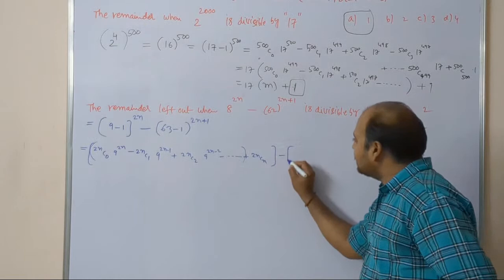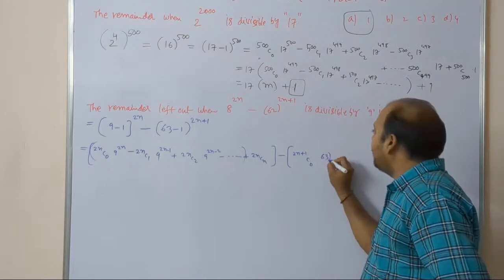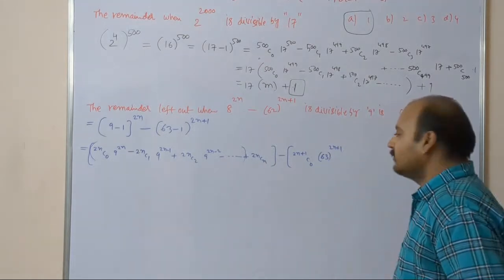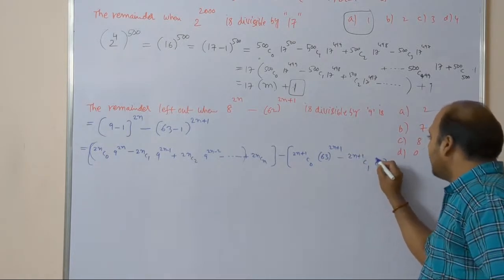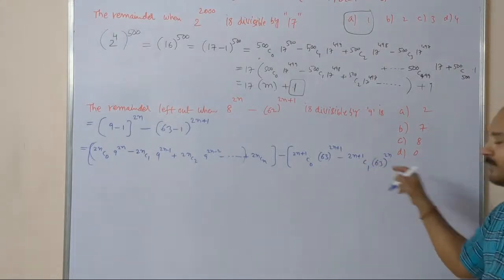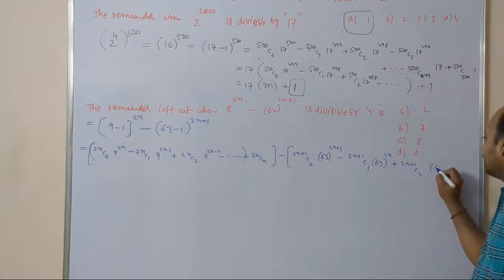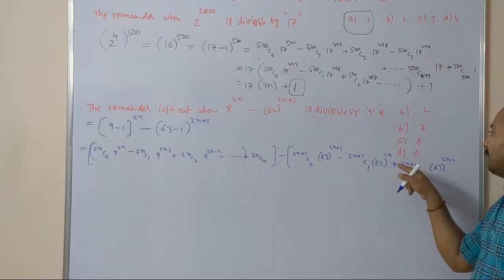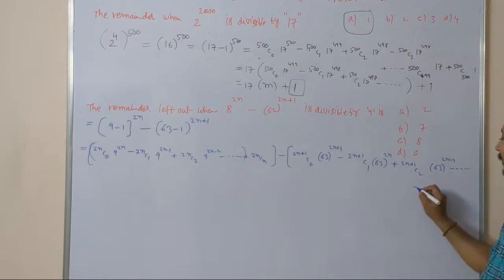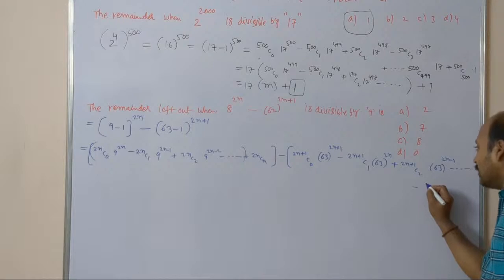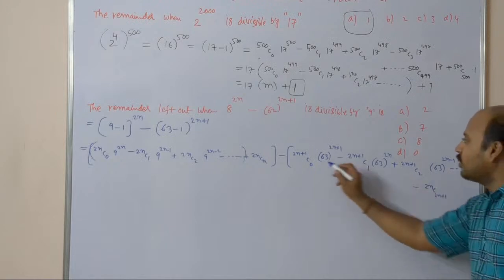Next, minus 2n plus 1 C0, 63 power 2n plus 1. That value anyway, 1 power is limited. So minus 2n plus 1 C1, 63 power 2n only will come. Next, plus 2n plus 1 C2, 63 power 2n minus 1 will come, and so on. Like this alternately plus and minus will come. And here the last term is minus only, that is 2n plus 1 C 2n plus 1. Till these terms is okay.